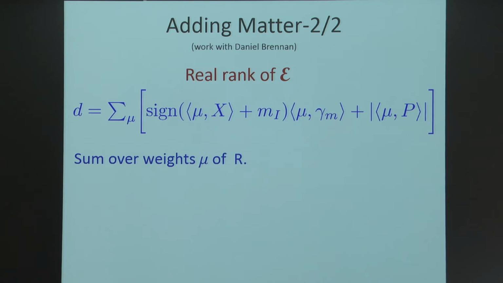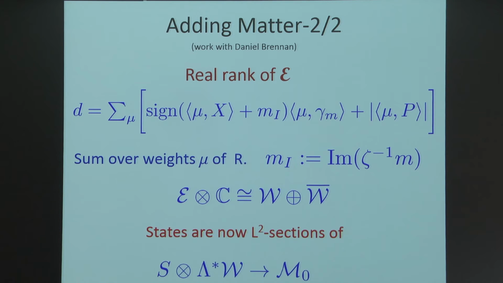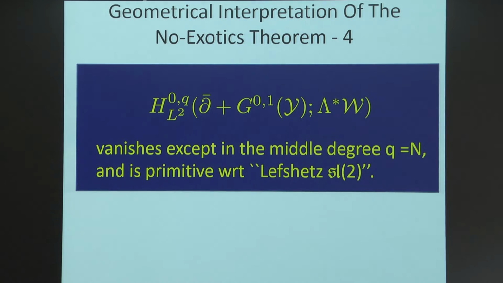You have a sum over the weights. It depends on the Higgs vev in that way I indicated at the beginning of the talk. It has a term coming from the complex mass. And if we choose a complex structure on E, then states are now L2 sections of the spinor bundle tensor this. And that's over relative or framed moduli space. And so we have a generalization. So the L2 cohomology of the D-bar operator with values in this bundle here.